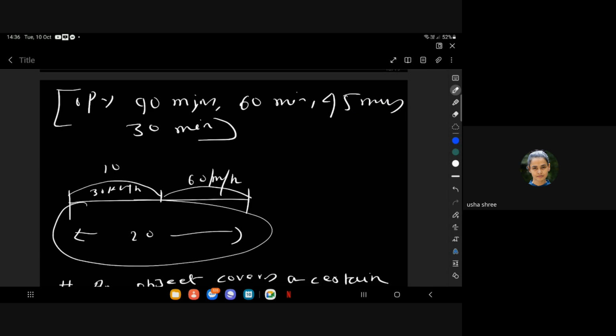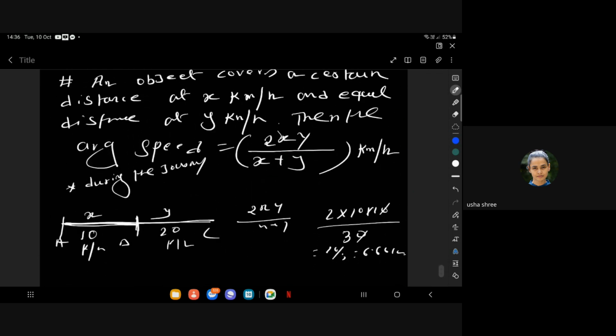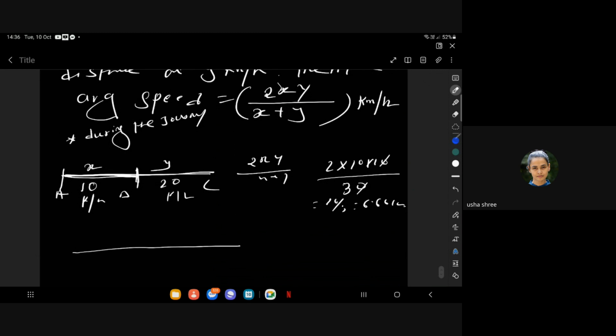Just repeat that one more time. Suppose an object is covering this total distance, A to B. Why did you take the value of y as 20, on the numerator? This is 20, this is 20. So it will be 40. Then it will be 13 point something, 13.33. Yes, 13.33 kilometers per hour.